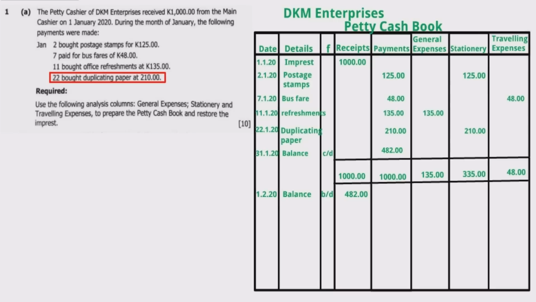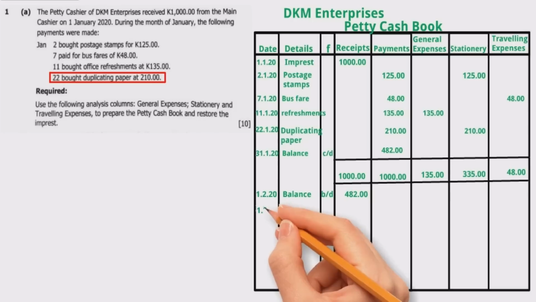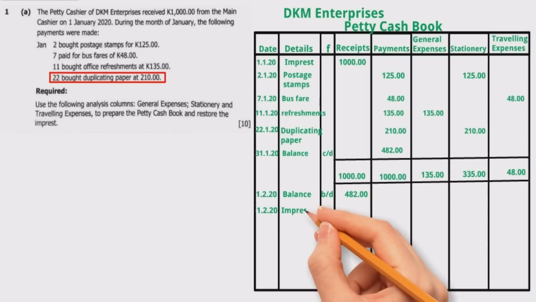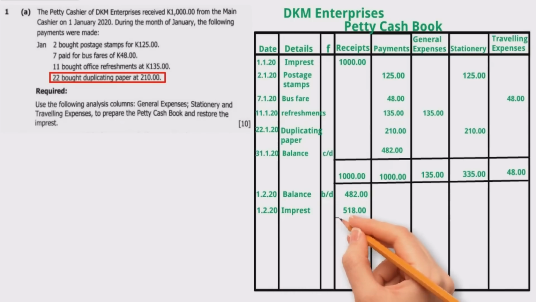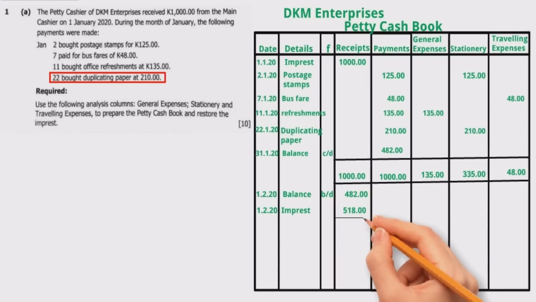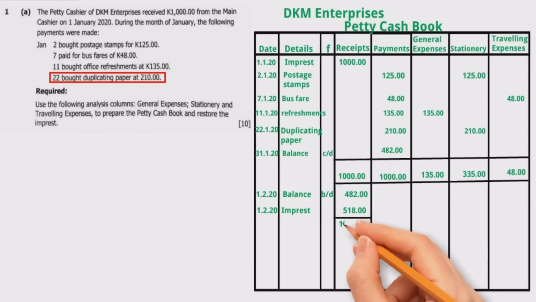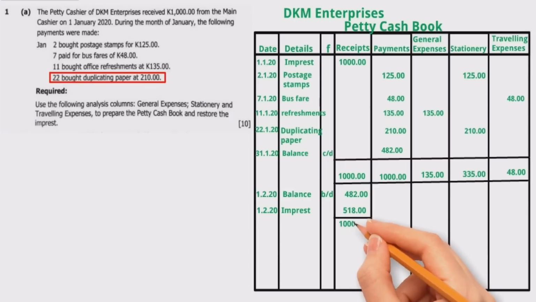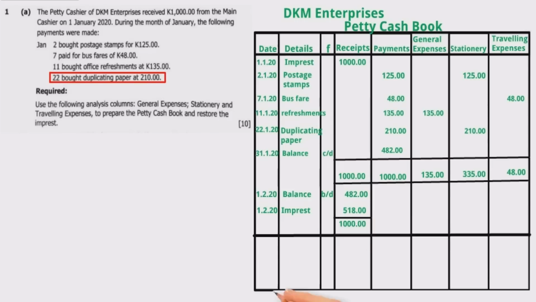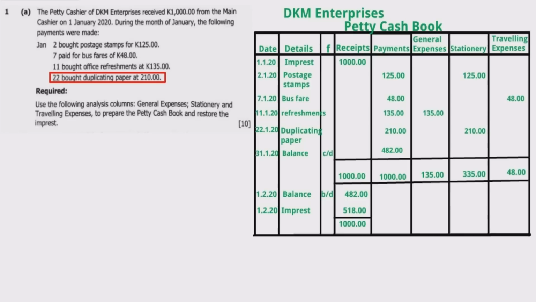482 kwacha. On 1st February, interest will be 518 kwacha. When you add that, it will give you 1000. And that is the end of our paid cash book. So now that's how you prepare the paid cash book, like that.